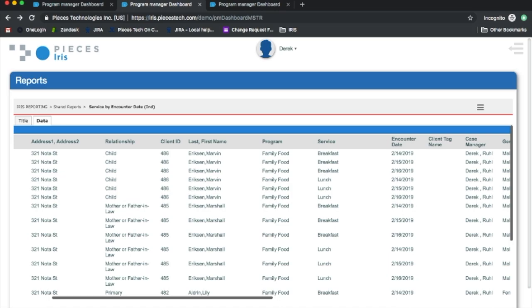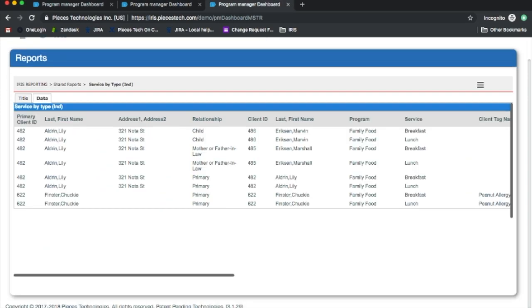In comparison, if we look at our other report, this is the service by type. So this isn't going to show any date of when they received the service. This is only going to show how many of that service they've received during this time period, which this is just the month of February.